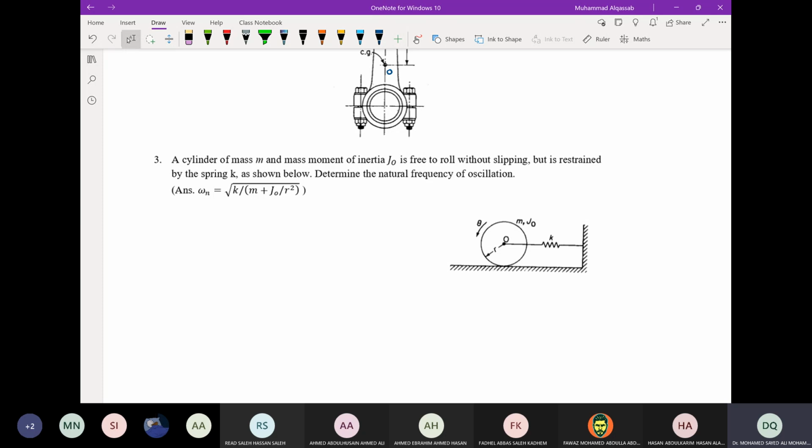In example 8, there was a cylinder but on a cylindrical surface, so it will oscillate about the equilibrium position, which is the minimum point. Here it is on a flat surface, but what makes the cylinder oscillate is the spring. This makes the cylinder oscillate, and it's providing a force. You can use either the energy method or Newton's second law. The type of motion, assuming there is no slipping.